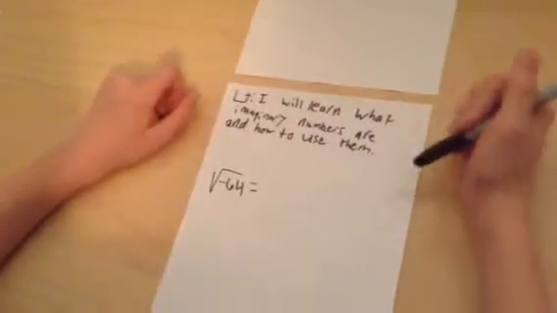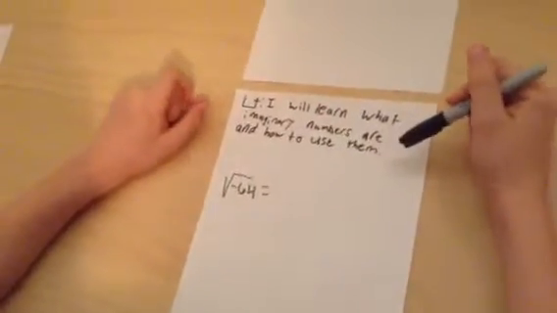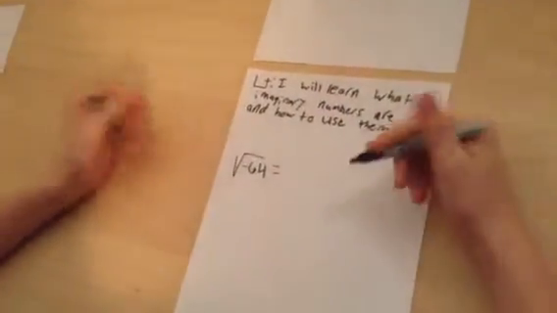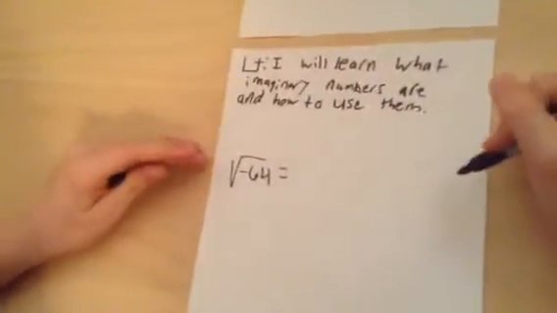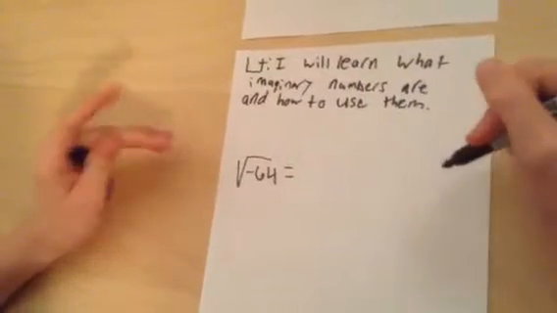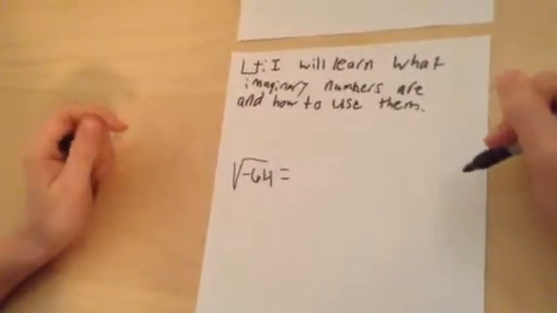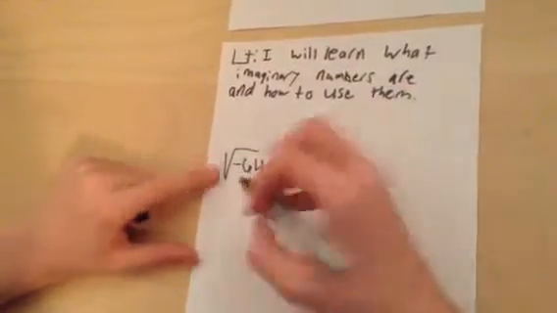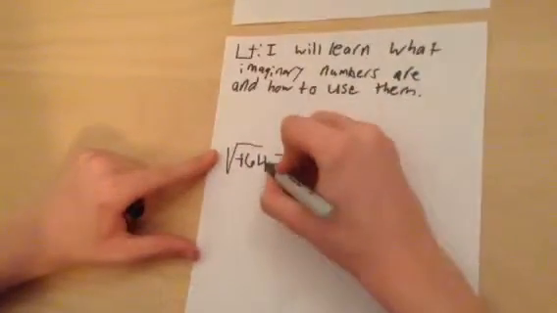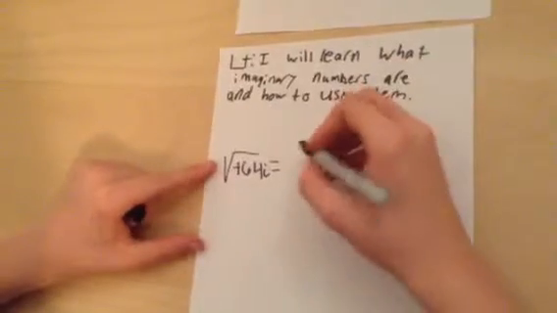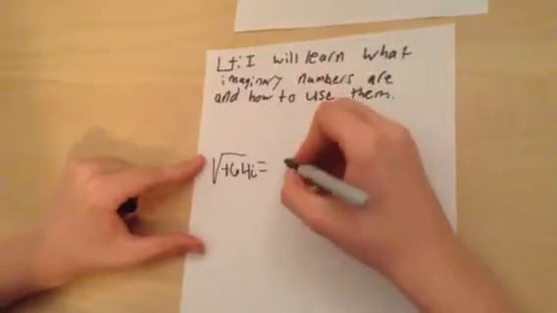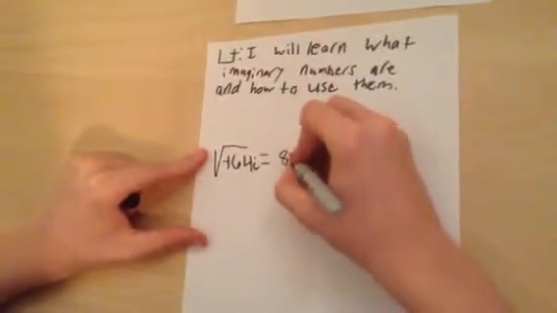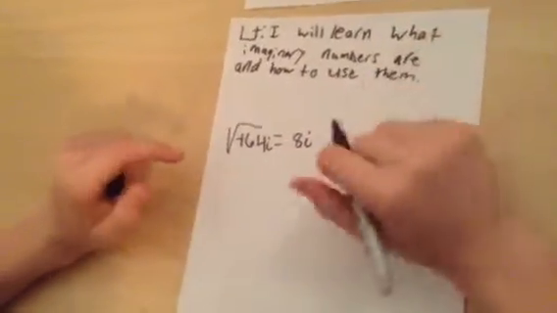In this video, you will learn what imaginary numbers are and how to use them. So, you can't have a negative number in a square root because a positive times a positive equals a positive, and a negative times a negative equals a positive. So, when you have a negative in the square root sign, you have to make it positive and then add i, and then it becomes just like a normal square root, but with i, so it would be 8i. And that's the answer to that.